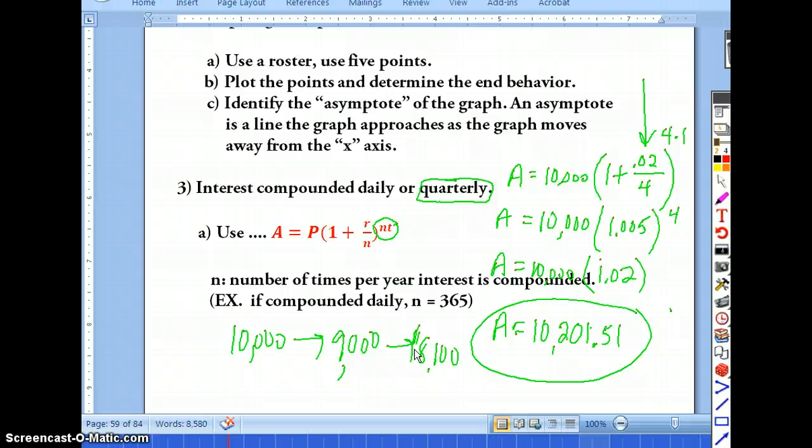So growth deals primarily with inflation and investing. And decay can deal with certain aspects in the science field. You've heard of the half-life of certain elements, and you've heard of depreciation for the value of some cars or other things you might own. That's what we're going to work with tomorrow. Not only growth, but also depreciation.